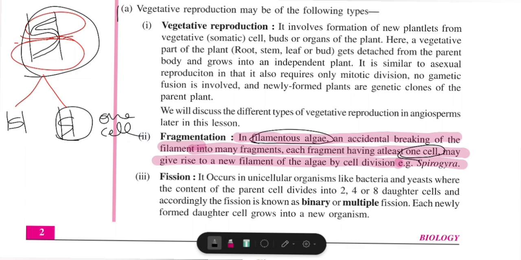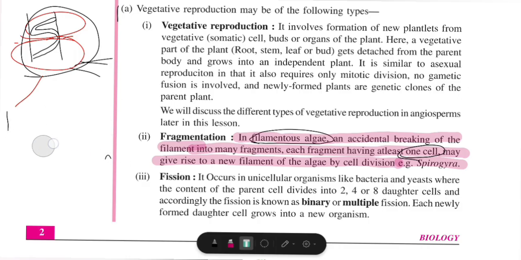So what will happen here? These are the parts. There might be hundreds of parts, but here these are the two parts of the Spirogyra. Each of them needs to have at least one cell, and after a while they undergo cell division. They're made up of a bunch of cells. These cells undergo cell division and grow into an adult, and basically they multiply into more Spirogyra, and that is how fragmentation occurs.